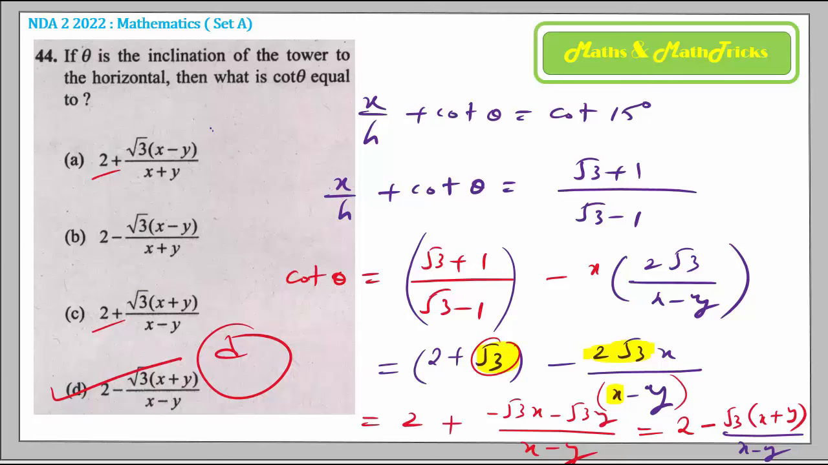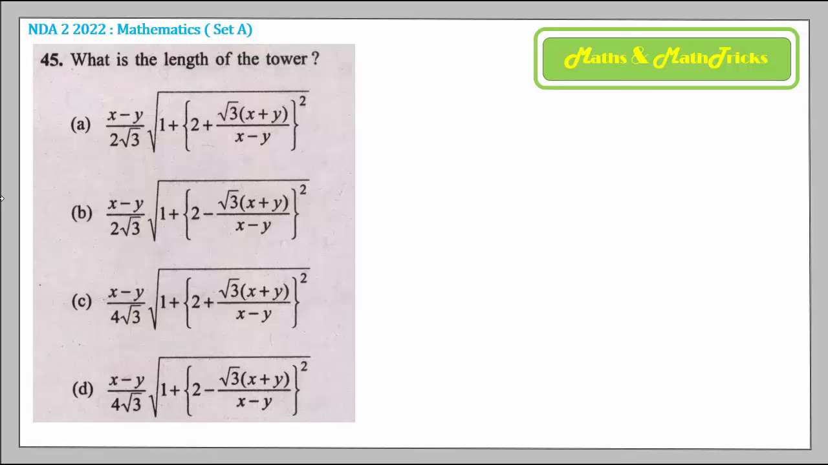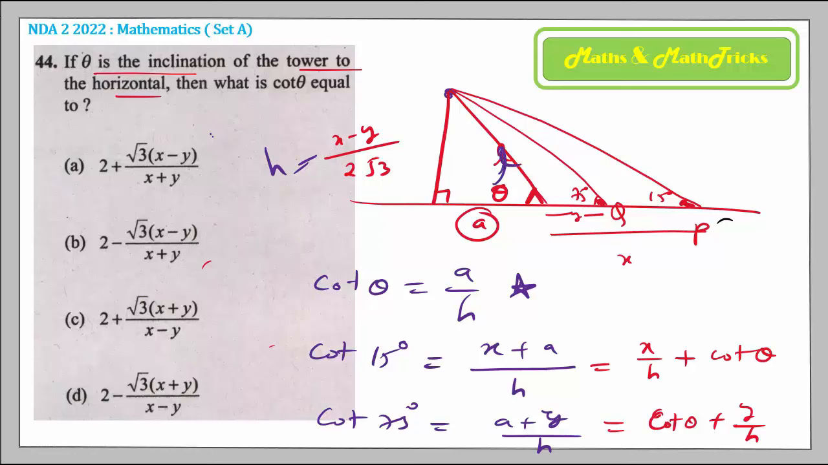Now coming to the next question connected with it. Here they say, what is the length of the tower? Now what is the length of the tower? Let us come back to the diagram. This is the length of the tower, right? The leaning tower. The tower was leaning. This is the length of the tower.